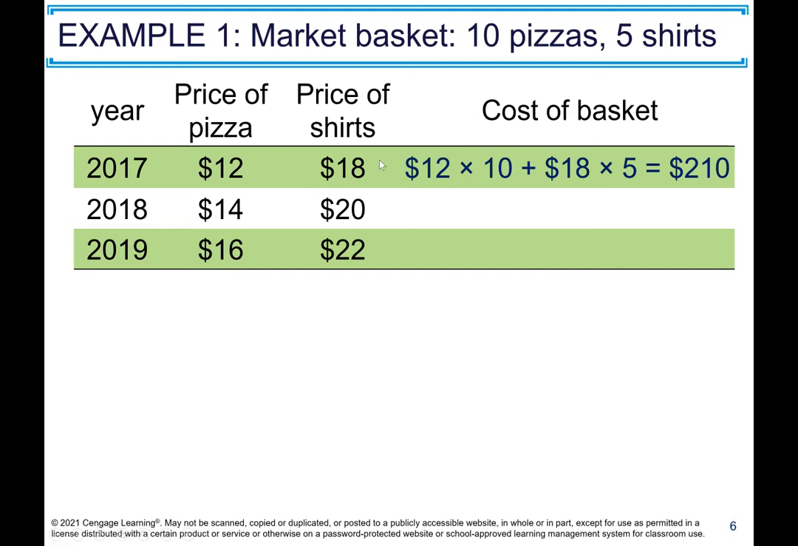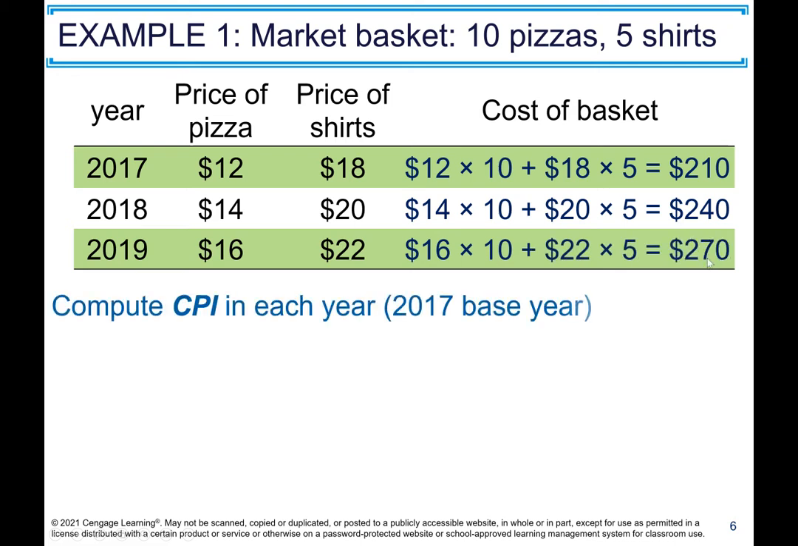So this would be 12 times 10 pizzas, and 18 times 5 shirts. So the cost of that basket is 210 in 2017. 2018, the same way, we come up with 240. 2019, we come up with 270. So compute CPI in each year.